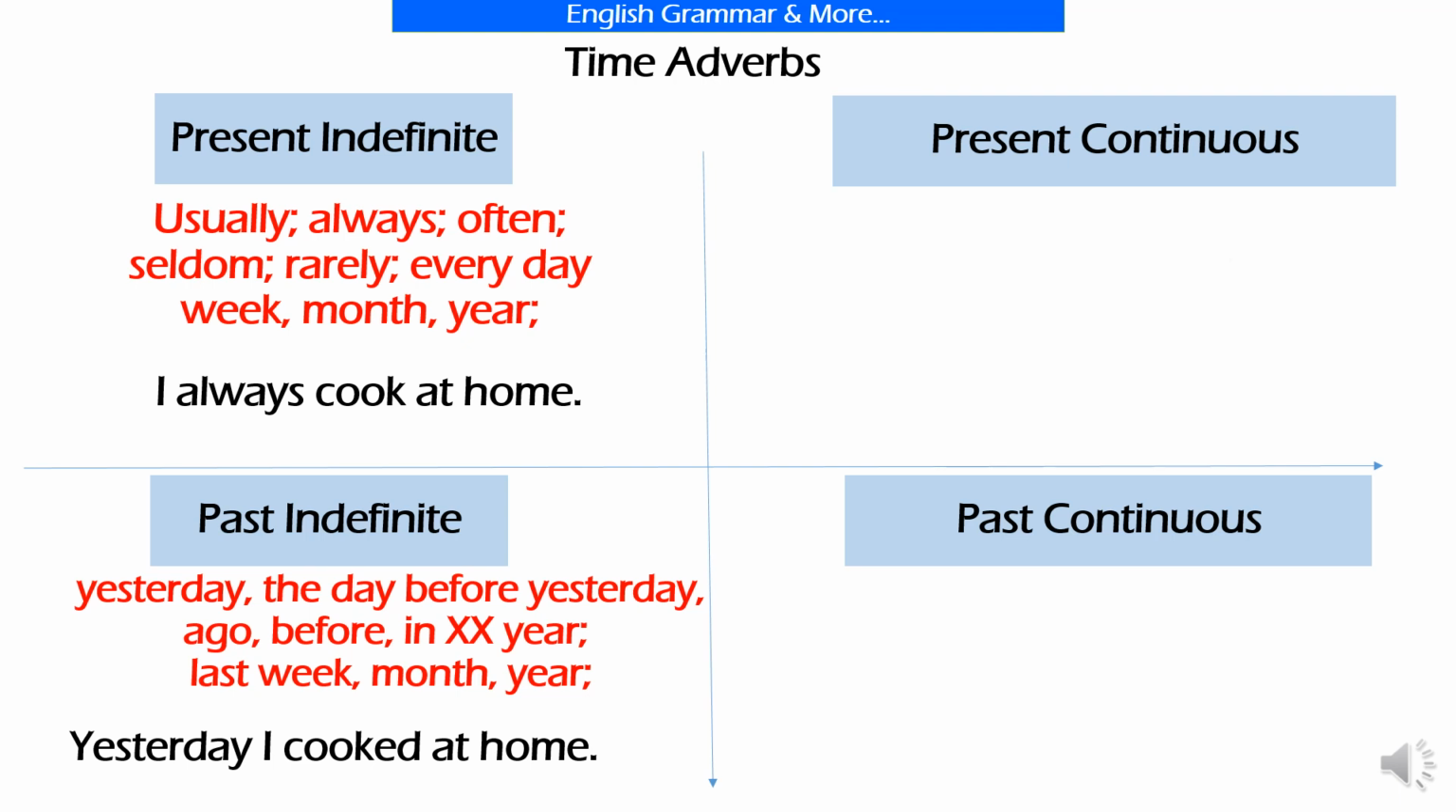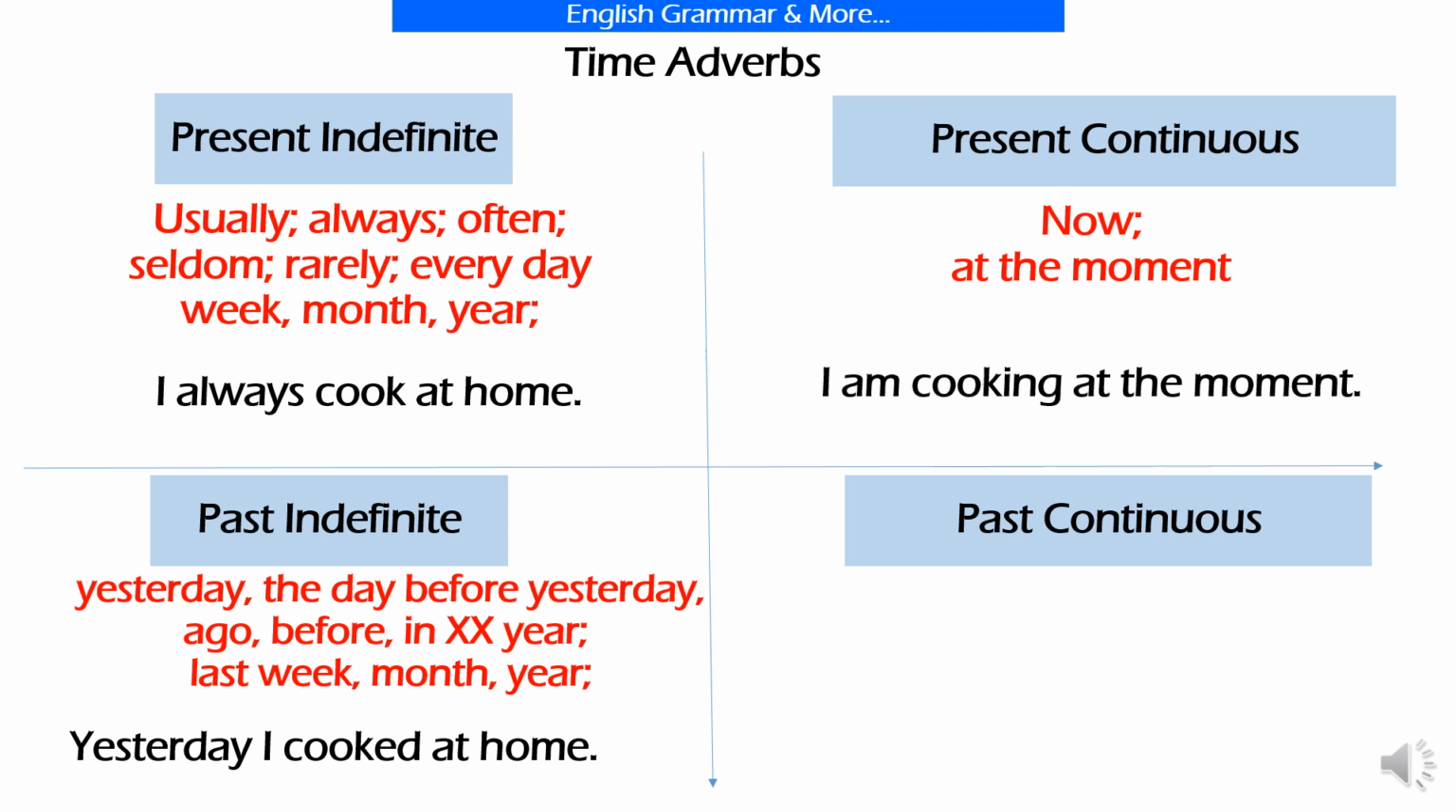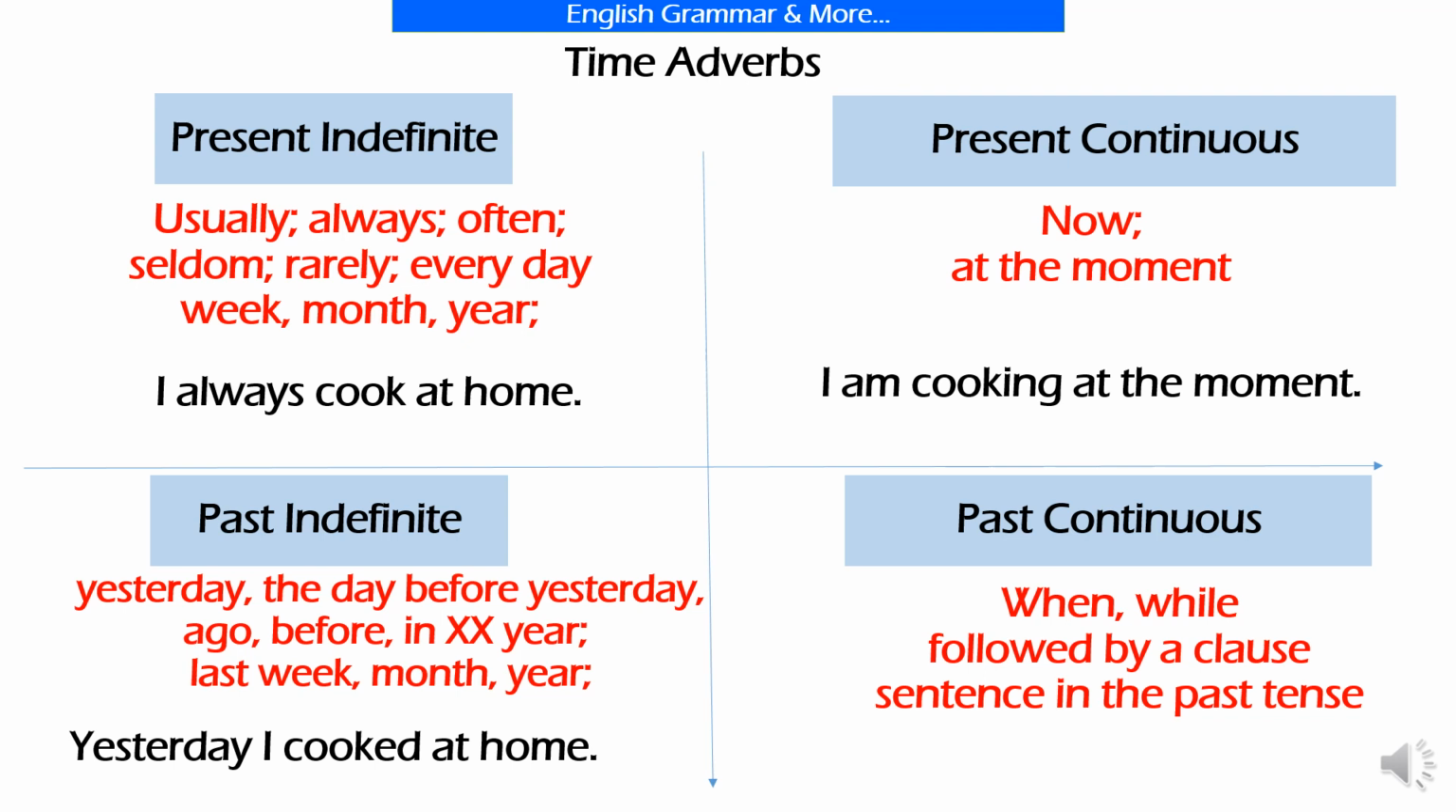The time adverbs such as now and at the moment refer to the present continuous tense form. For example, I'm cooking at the moment. And lastly, if you see the words when and while before a clause sentence in the past tense, they may refer to the past continuous tense form. For example, I was cooking a meal when he came.